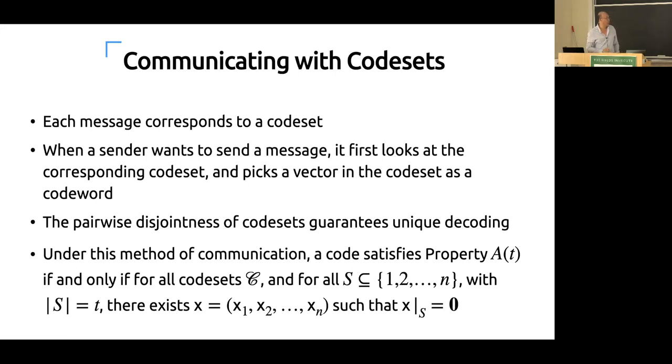So using this method of communication, a code satisfies property AT if and only if for all code sets and for all sets S, which are the indices of the t hottest wires, there exists some code word in that code set that, when restricted to S, gives you the zero vector. Because of this, there can exist such a vector that's non-zero.